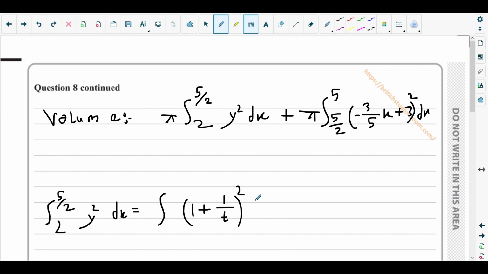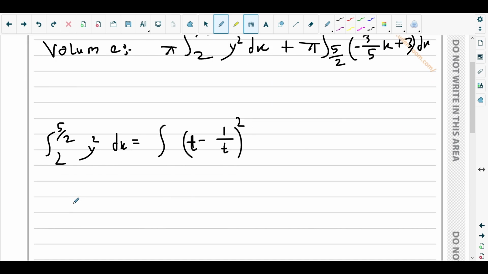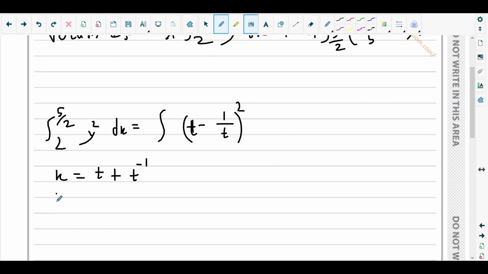Okay, it's t minus 1 over t. Fine. So t minus 1 over t whole squared dx. So in place of dx, we need to make it in terms of t. So use the x parameter. X equals t plus t inverse, right? So dx over dt would be 1 minus t inverse 2.